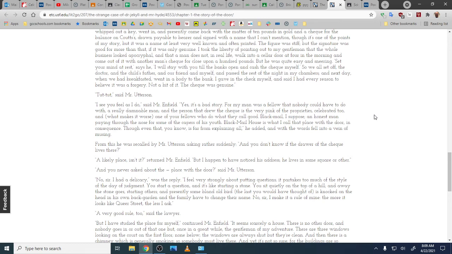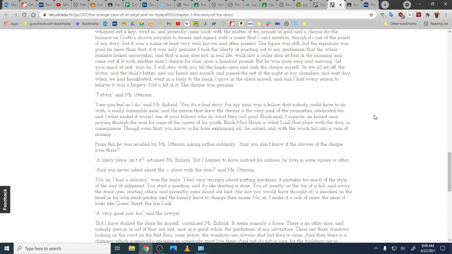"A likely place, isn't it?" returned Mr. Enfield. "But I happen to have noticed his address. He lives in some square or other." "And you never asked about the place with the door," said Mr. Utterson. "No, sir, I had a delicacy," was the reply. "I feel very strongly about putting questions. It partakes too much of the style of the Day of Judgment. You start a question, and it's like starting a stone. You sit quietly on the top of the hill, and away the stone goes, starting others, and presently some bland old bird, the last you would have thought of, is knocked on the head in his own back garden, and the family have to change their name. No, sir, I make it a rule of mine, the more it looks like Queer Street, the less I ask."